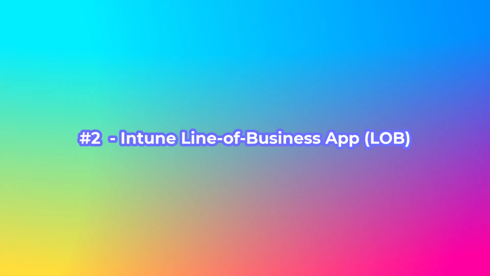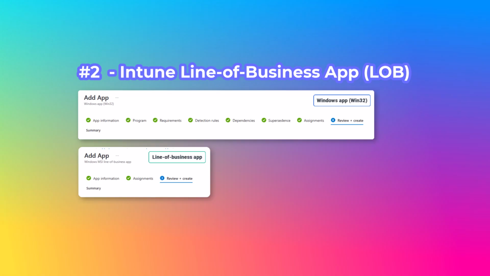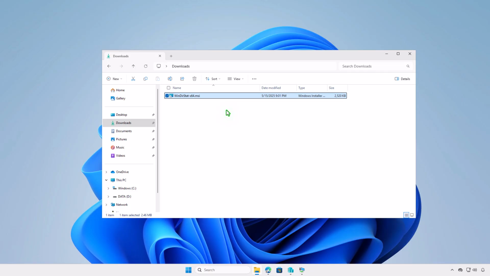The second method is deploying the app as a line of business LOB app in Intune. This approach is simpler but provides fewer deployment options compared to the Win32 method. You just need to download the MSI installer and deploy it directly through Intune without conversion.